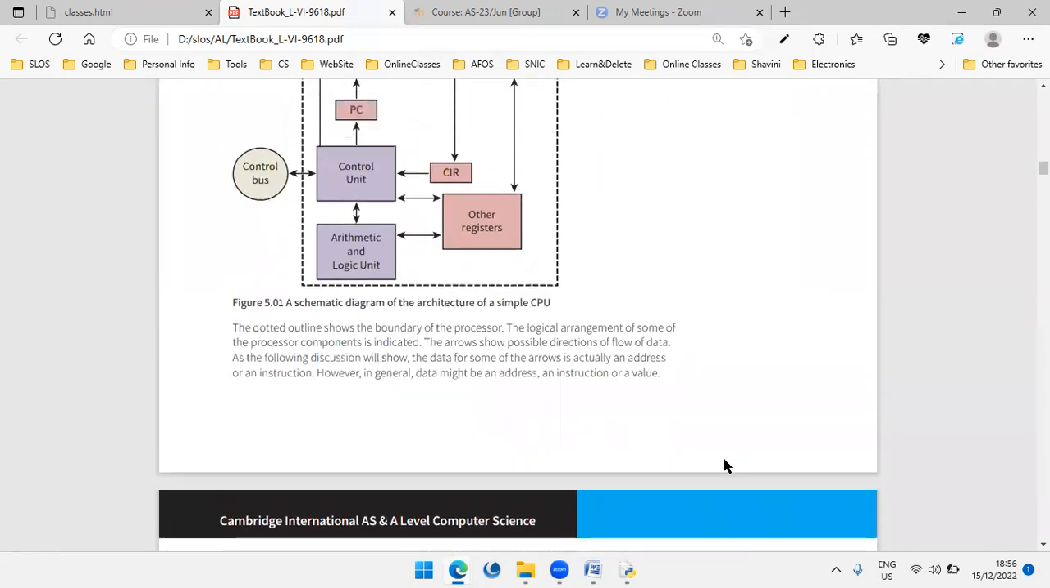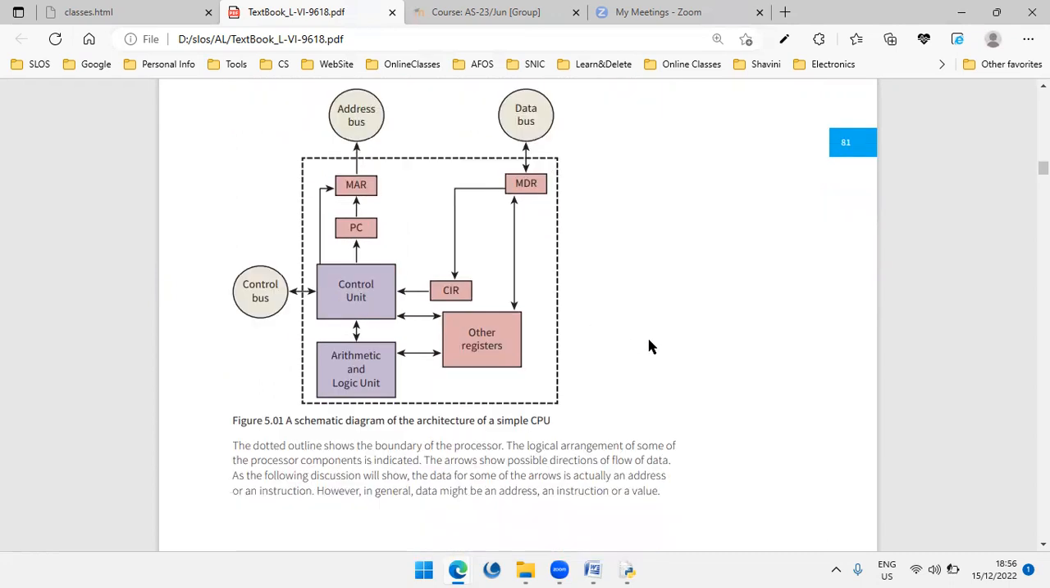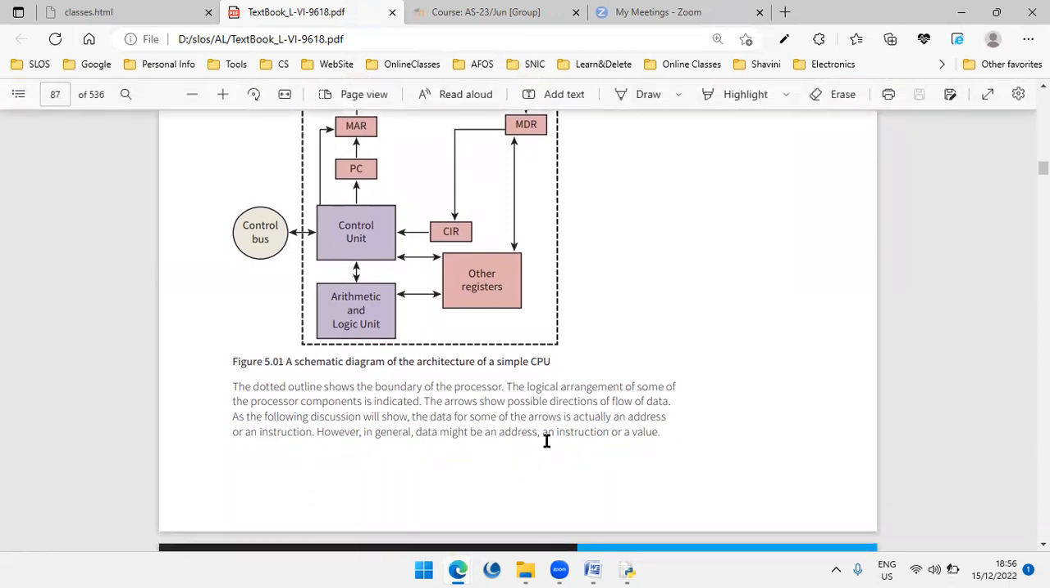Okay, an address. If it's an address, where will it be? It's here. The data bus will carry it from the memory and put it here. If it's an instruction, it will come here. And if it's an address, it will be there. So like that, what are the three things? One could be an address, another could be data or an instruction. So in general, data might be an address, an instruction, or a value.